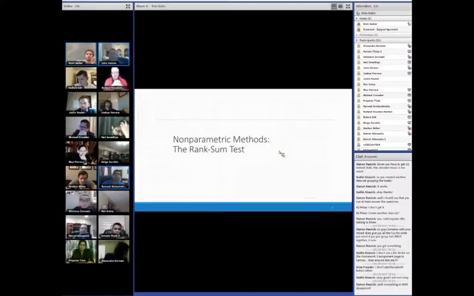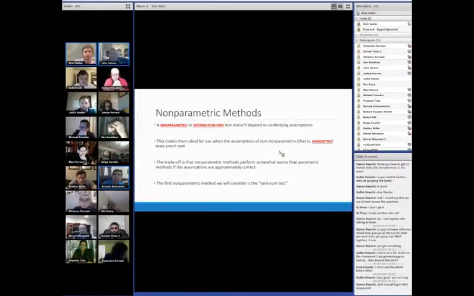So what can we do? We can run this rank sum test. It is a non-parametric, distribution-free test. It doesn't depend on normality or equal standard deviations. It does still depend on independence. The trade-off is that the non-parametric method performs somewhat worse than parametric methods if the assumptions are approximately correct. That just means that the t-test is the most powerful test if we have the assumptions, but they're very close. I'll show you a simulation study a little bit later where they're very, very close, and sometimes the rank sum beats the parametric test.